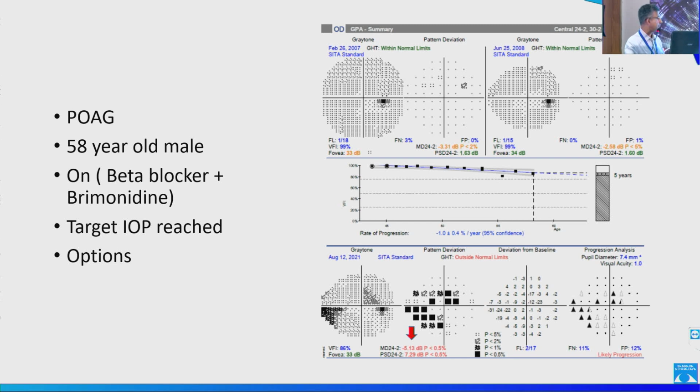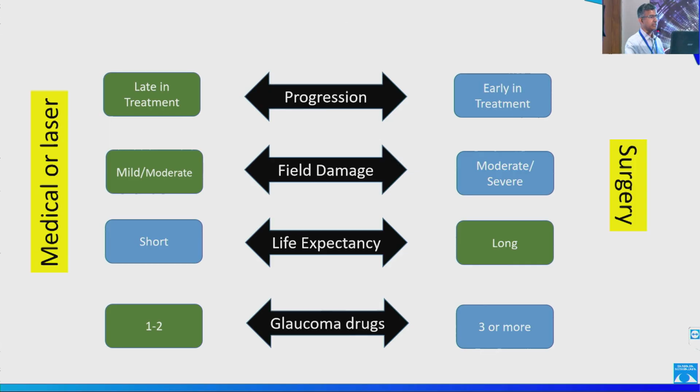The third is somebody with POAG. Now this person also on a beta blocker and brimonidine, you have reached target intraocular pressure. So if you look at only the IOP, you're happy because in your mind this is okay. But once you look at the visual field, he's getting worse. So now the options available to you are medication and SLT.